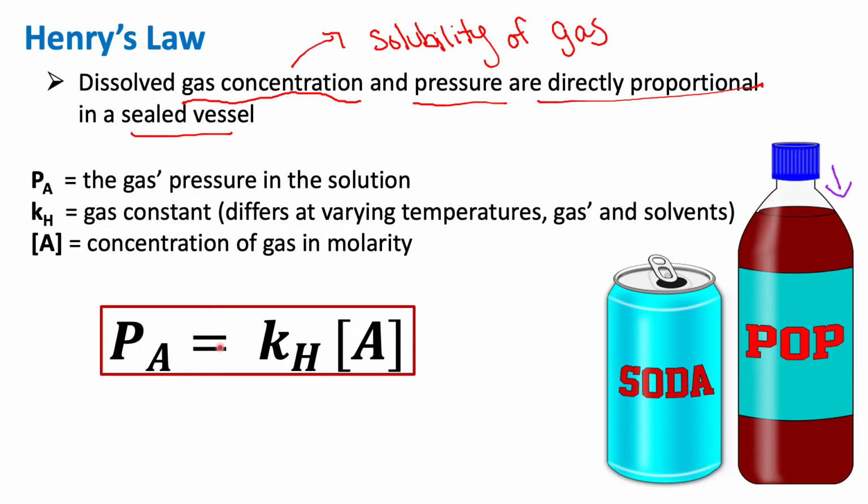We can see this equation over here that defines Henry's law. We have P sub A equals K sub H times A. A represents the concentration of our gas in molarity. K sub H is simply a gas constant, and this gas constant will be different for different gases at different temperatures and within different solvents. And P sub A defines the gas pressure in the solution. So as long as we know this equation, we can solve for any of these values with simple algebra.